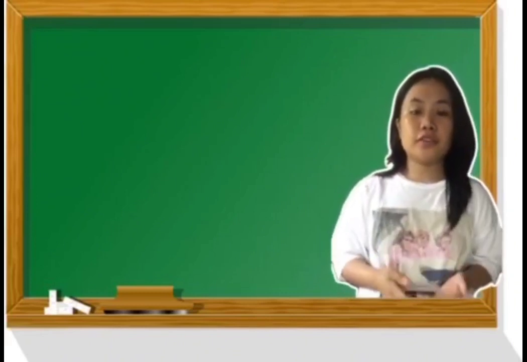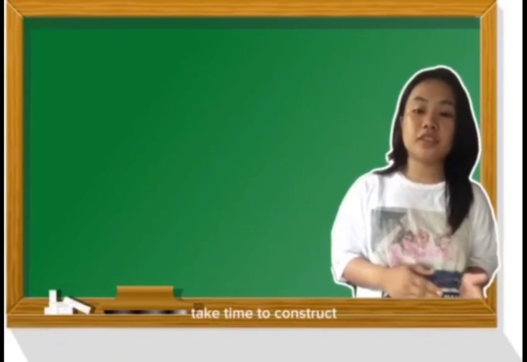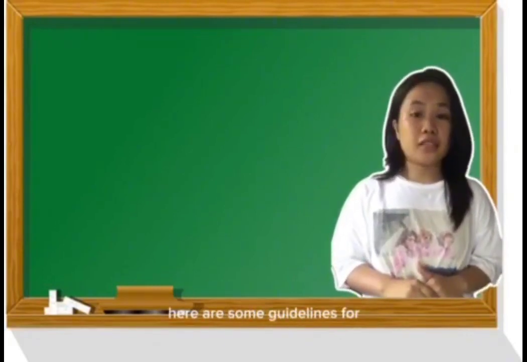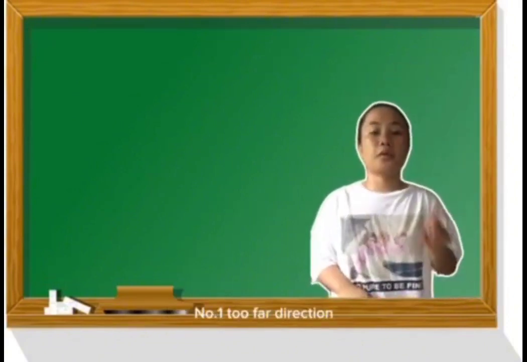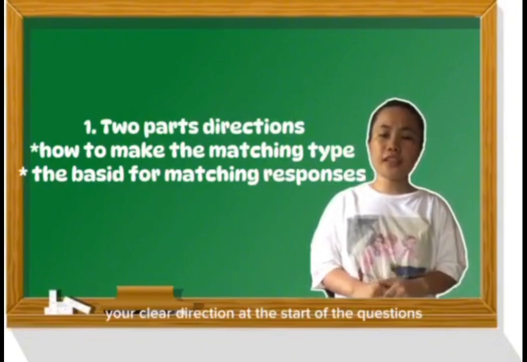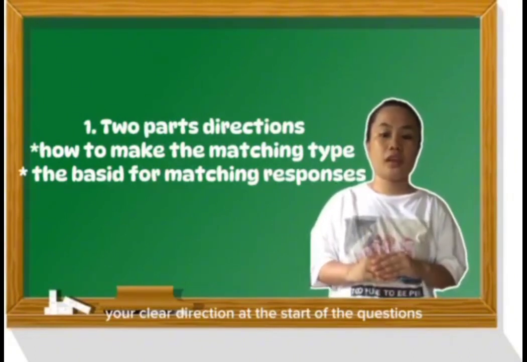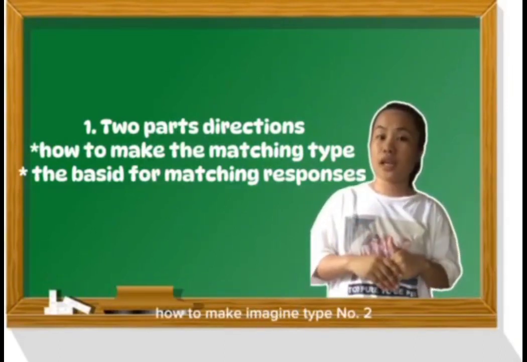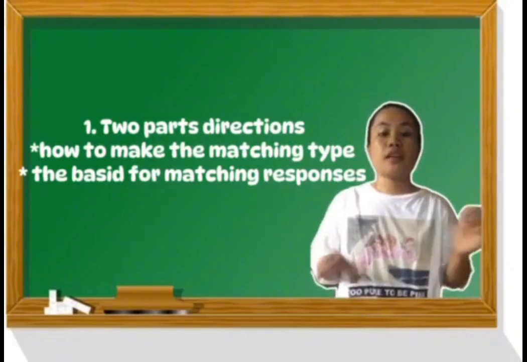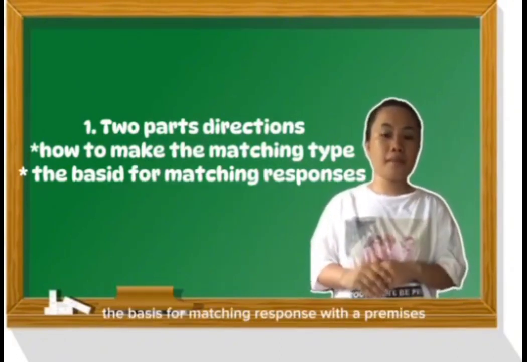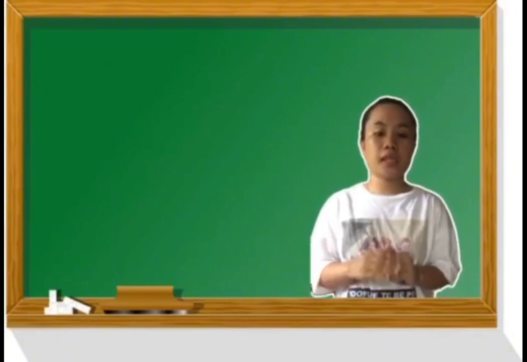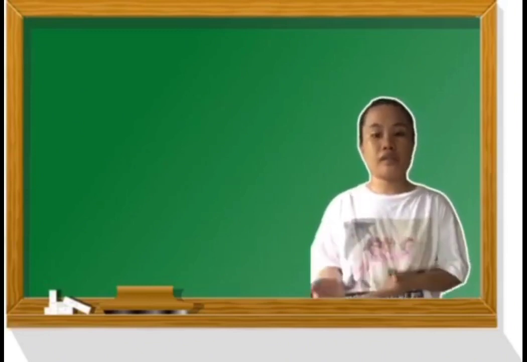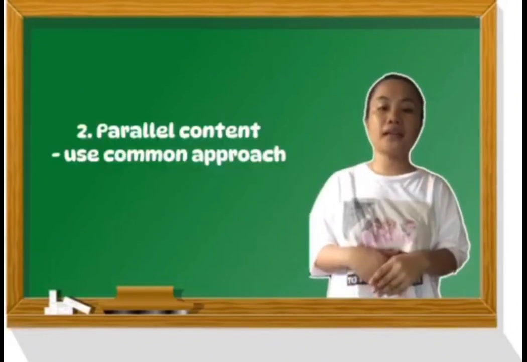A matching type test takes time to construct items that are valid and reliable. Here are some guidelines for doing this. Number 1, two-part direction. Your clear direction at the start of the questions needs two parts. Part 1, how to make a matching type. Part 2, the basis for matching responses with the premises. You can also include whether items can be reused, and often pre-built templates don't allow this.